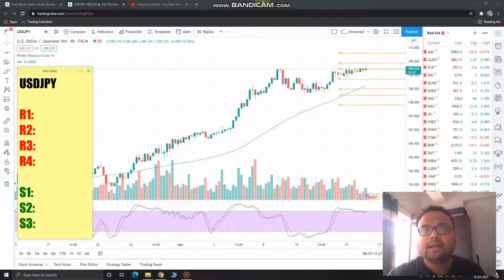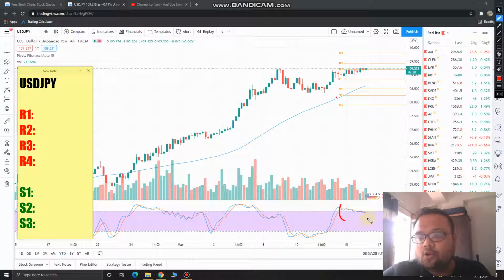Okay, so let me take out the pencil and do the analysis. So right now you can see that market is trading at 109.23, and the market is in a beautiful uptrend. So the first area of value: we can see that market is in the overbought zone for a considerable amount of time.